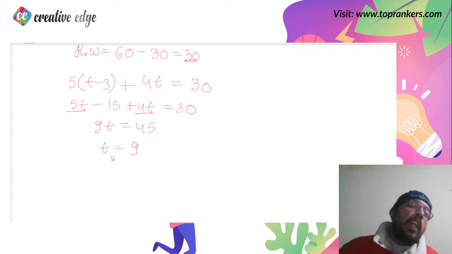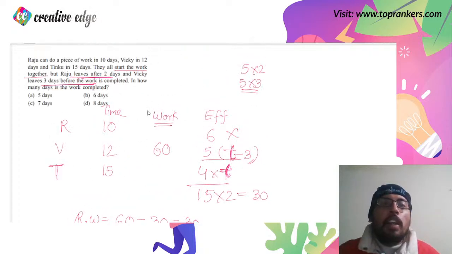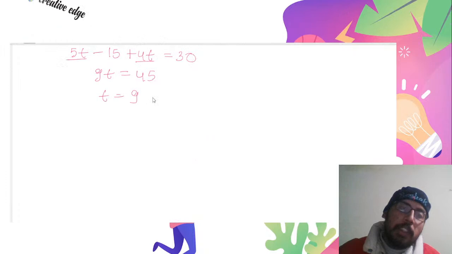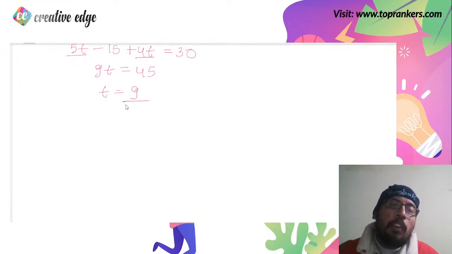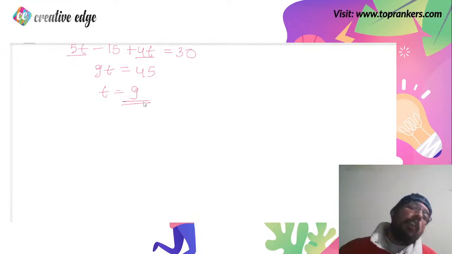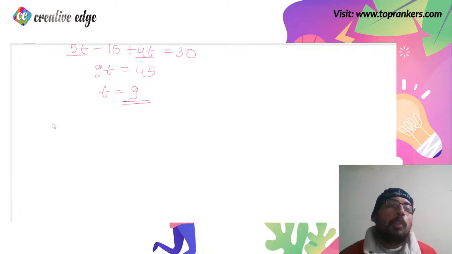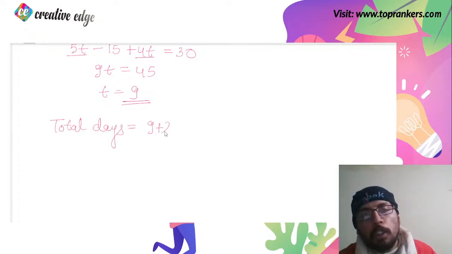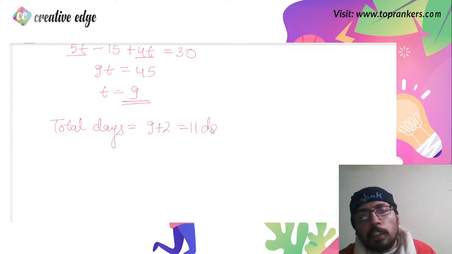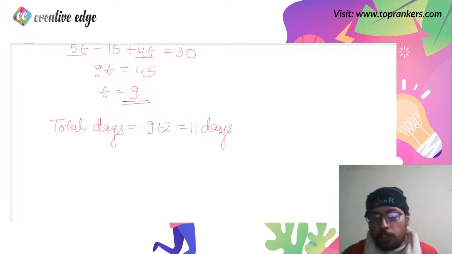That means that after Raju left after 2 days, the work went on till 9 days. So the total number of days it took to complete the work, that means 9 plus 2, that is 11 days the work lasted for.